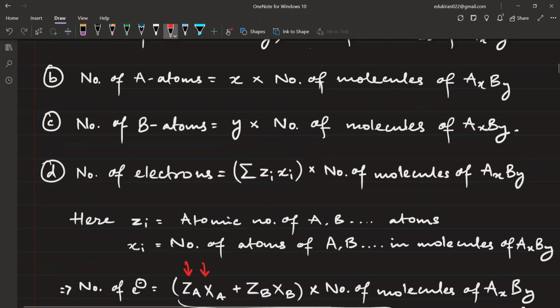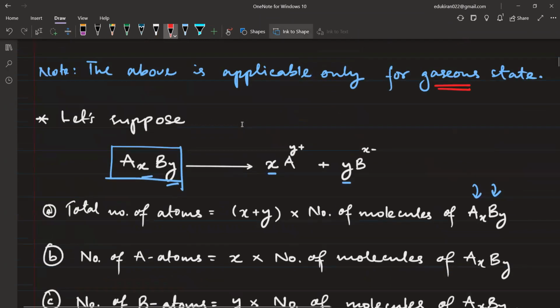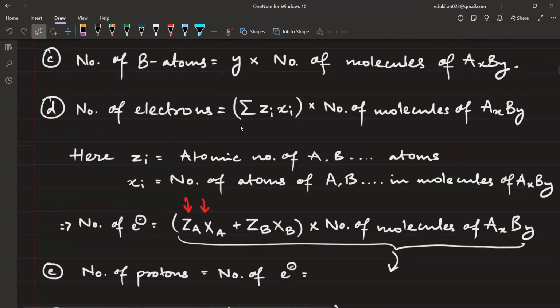Xa का क्या हो जाएगा? Xa will be equal to x. Now here we have Zb, that is the atomic number of B, and the number of times B has appeared, which will be equal to what? Which will be equal to y. This is y और यहाँ पे x आ जाएगा. दोनों को ऐड कर दीजिए into the number of molecules of AxBy.